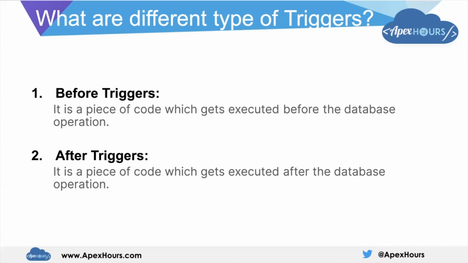The next is after triggers. These are executed after the records are saved to the database, which means we can use the information the Salesforce system sets, let's say record IDs or the last modified date field, and make changes in other records. The records that fire the after trigger are read only. These triggers are commonly used for tasks like sending email notifications, creating related records, or performing calculations based on the updated data.